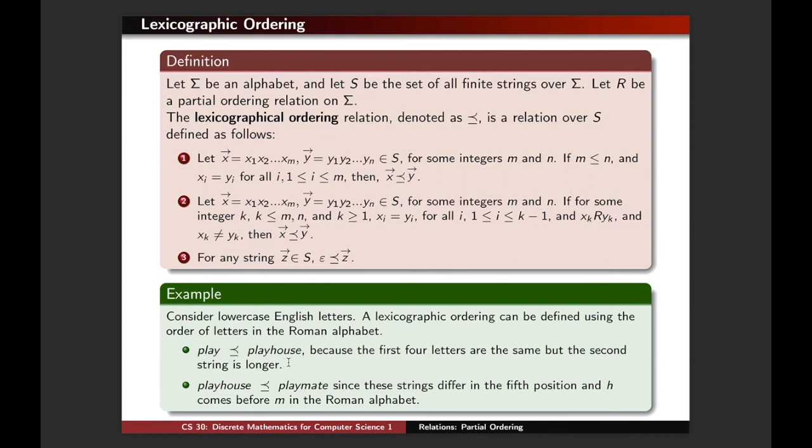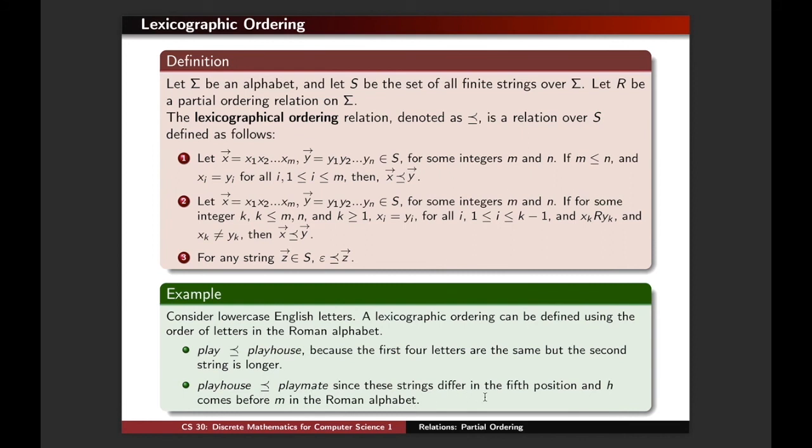Why? Because of condition 1, right? Item 1. The first 4 letters are the same, but the second string is longer. In other words, play is a substring of playhouse. And so we say that play comes before playhouse. Next, playhouse is less than or equal to playmate.